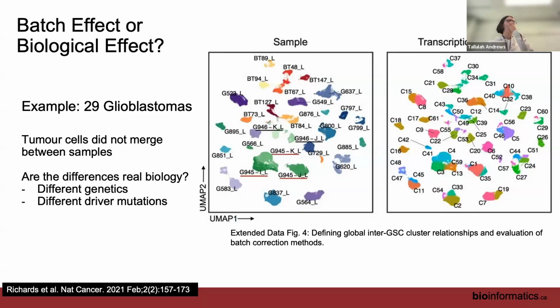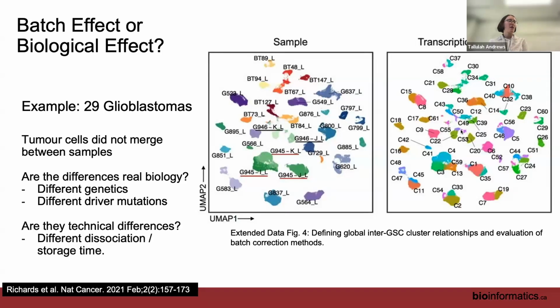Is this real biology, though? Tumors have lots of different genetic variation, right? Each tumor requires a different set of mutations. This could be real differences because of the different genetics or different driver mutations in each of these different tumors. But they could also be technical differences. These tumors came from a biobank. They had been stored there for different amounts of time and preserved in slightly different ways. So it could also be a batch effect.